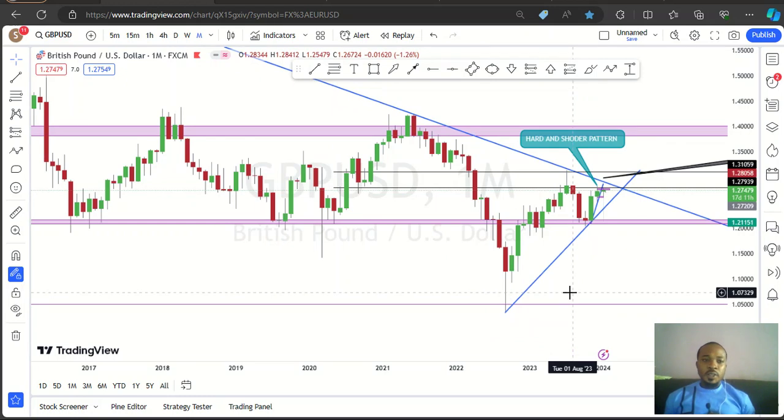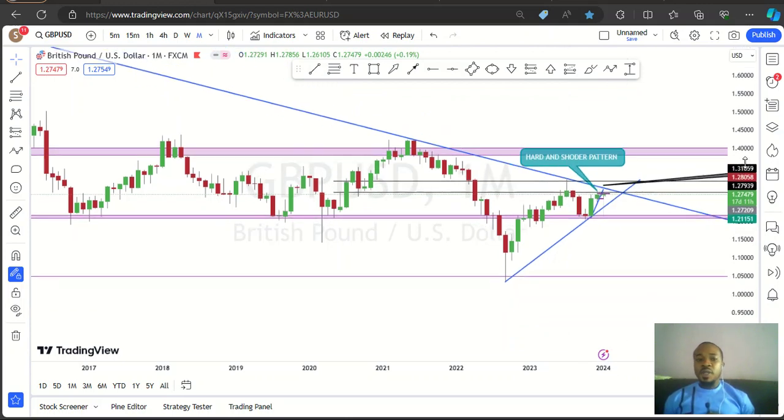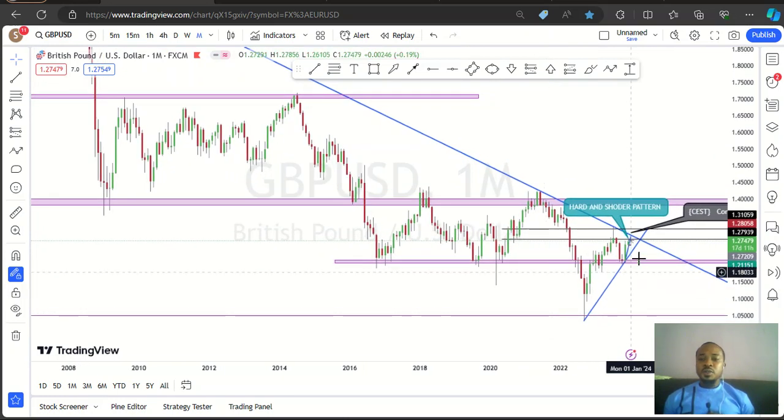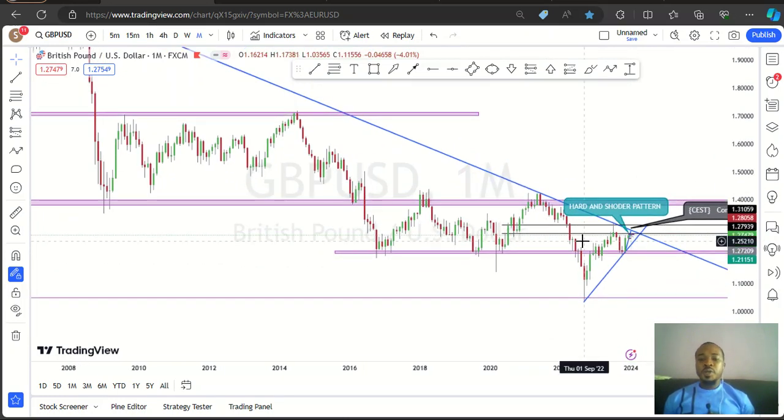All right, looking at our chart. Now we are at the monthly time frame because I do top-down analysis from the monthly time frame to the 4-hour time frame. Then I execute my trade from the 4-hour time frame, where I place my trade. Looking at it from the monthly time frame, we will notice that the trend is actually bearish.